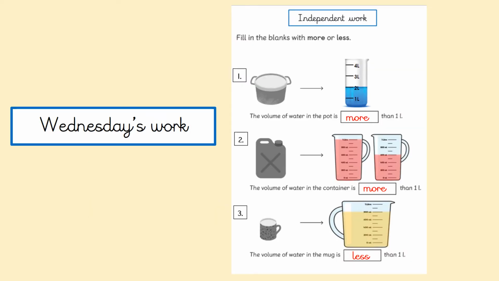So yesterday we learnt about litres and we were finding on the first page whether a volume was more than 1 litre or less than 1 litre. So for question 1, the volume of water in the pot is more than 1 litre. For question 2, the volume of the water in the container is more than 1 litre as well. And for question 3, the volume of water in the mug is less than 1 litre.